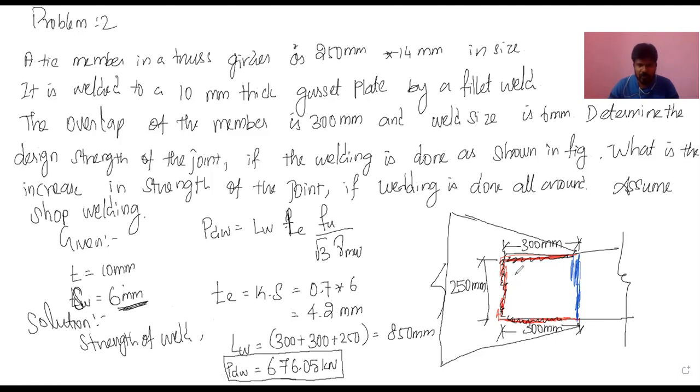So before that, the change is only in LW. In addition to the 250, we are having another 250 here. Okay, so now the total length of the weld becomes 1100 mm. So if I'm going to substitute these values, what is the strength of the weld that we can get? LW is 1100 multiplied with TE 4.2 into FU 410 divided by root 3 into 1.25.